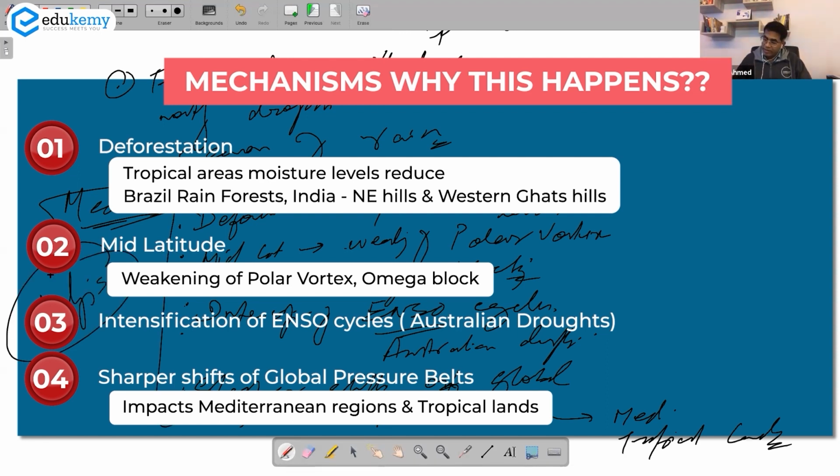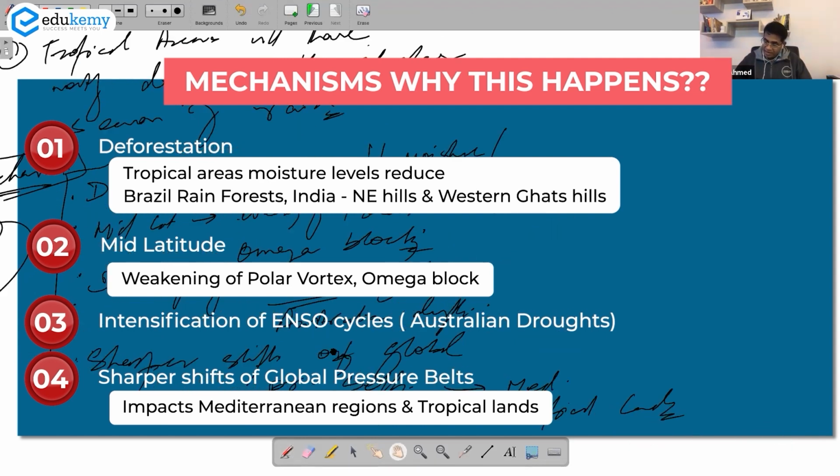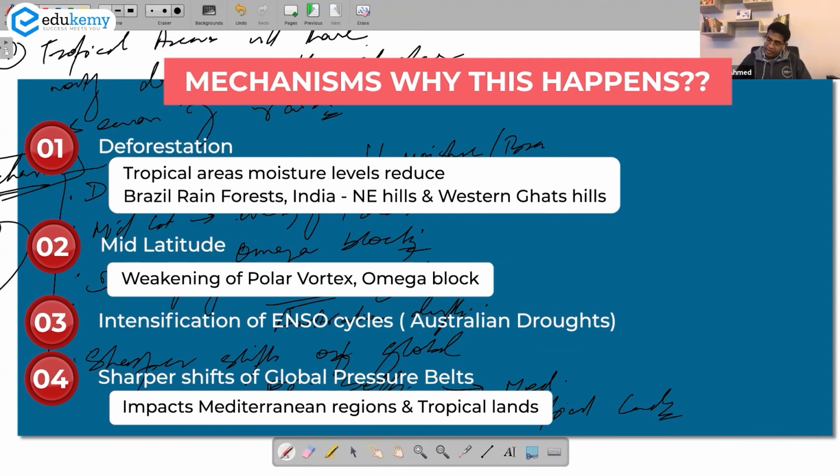Deforestation, you can always talk in the context of Brazil rainforests. You can talk about deforestation of India's northeastern hills and Western Ghats के hills में. We have deforestation. Intensification of ENSO cycles, you know the years that we have had. Polar vortex, ये आपको मैंने last time पढ़ा दिया था. ठीक है? So this is more or less the answer of the first half.